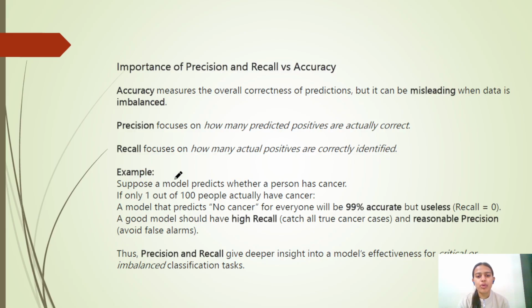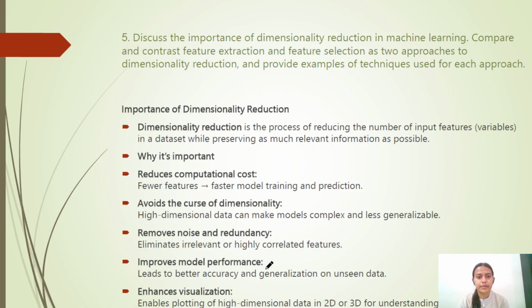For example, suppose a model predicts whether a person has cancer. If only 1 out of 100 people actually have cancer, a model that predicts no cancer for everyone will be 99% accurate but useless because recall is zero. A good model should have high recall, meaning catch all true cancer cases, and reasonable precision, meaning avoid false alarms. Thus, precision and recall give deeper insight into a model's effectiveness for critical or imbalanced classification tasks.